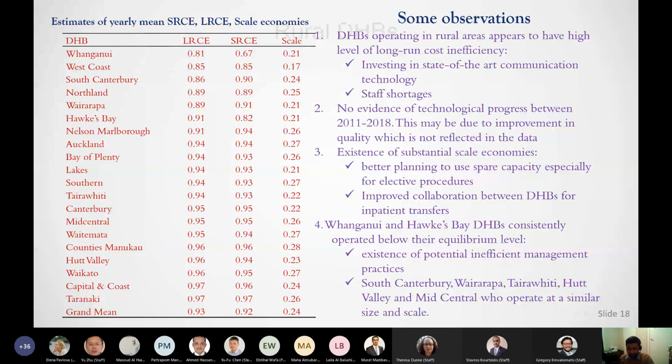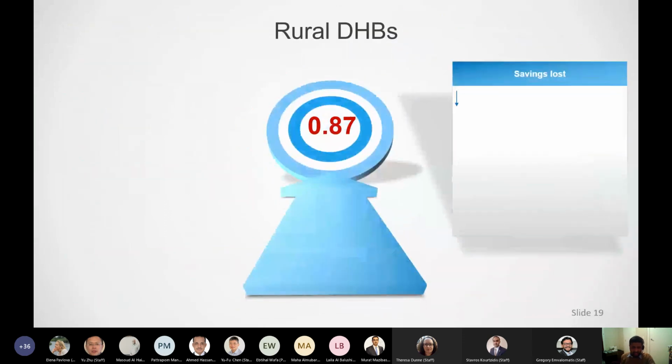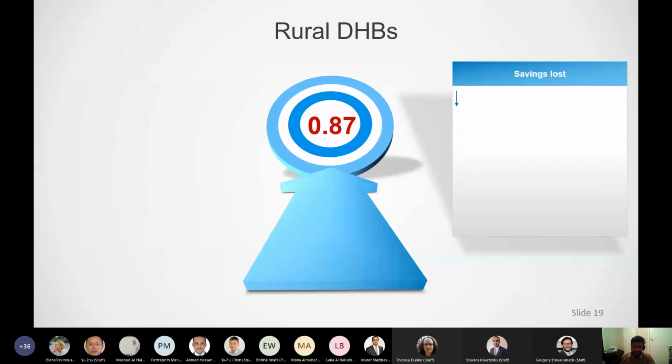So rural DHBs' long-run level of cost efficiency is only 0.87. So out of 100%, 87. They are basically restricted to 87%. What stops them from reaching 100% is all because of the regulatory system. That's something they cannot control. It's too expensive for them to actually reach that level. So that's particular to rural DHBs. That's the main finding from this paper.